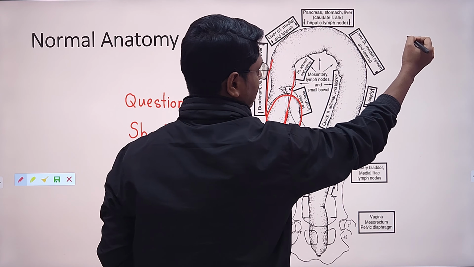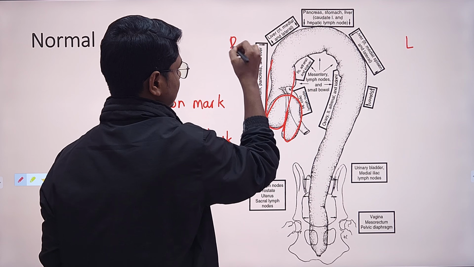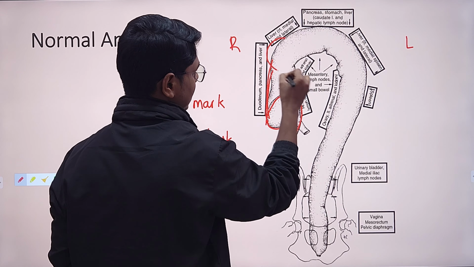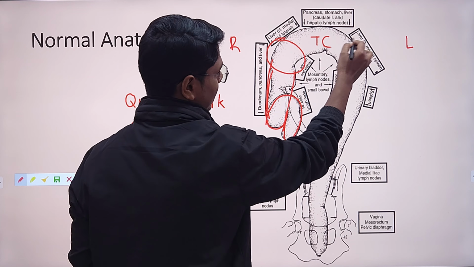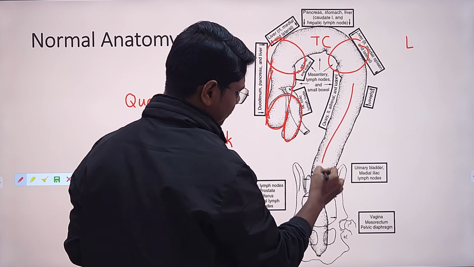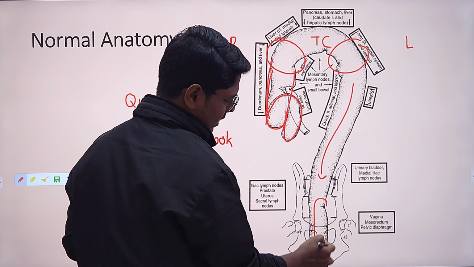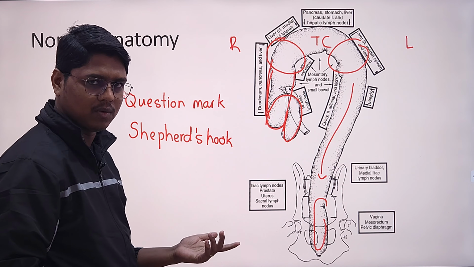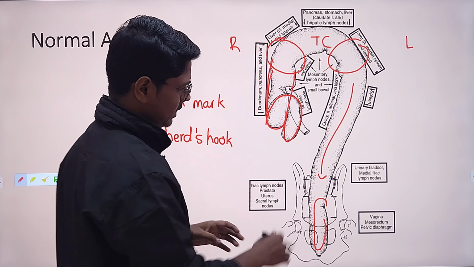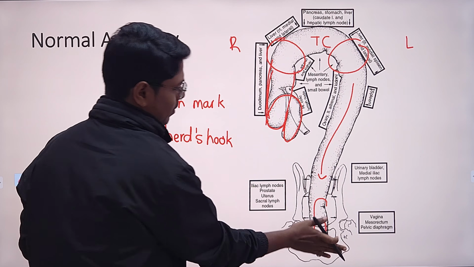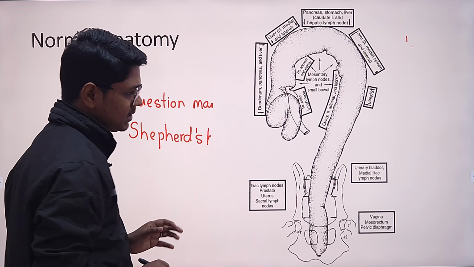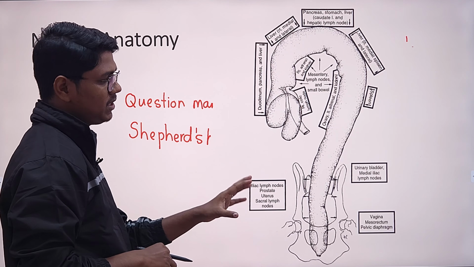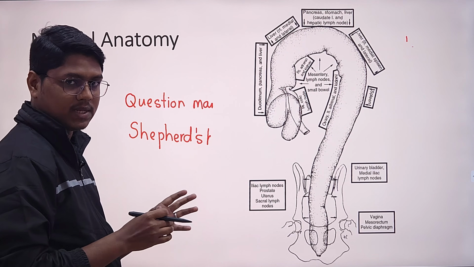First, this is the left side. This is the right side. This is the ascending colon. This is the right colonic flexure. This is the transverse colon, then the left colonic flexure, then the descending colon, then the rectum, then the anal canal. Now in this particular picture, you can pause and note down the positions of the different organs relative to the large intestine, because it is very important.